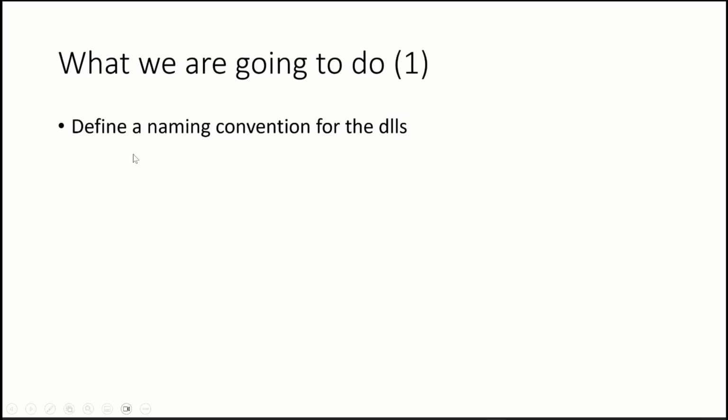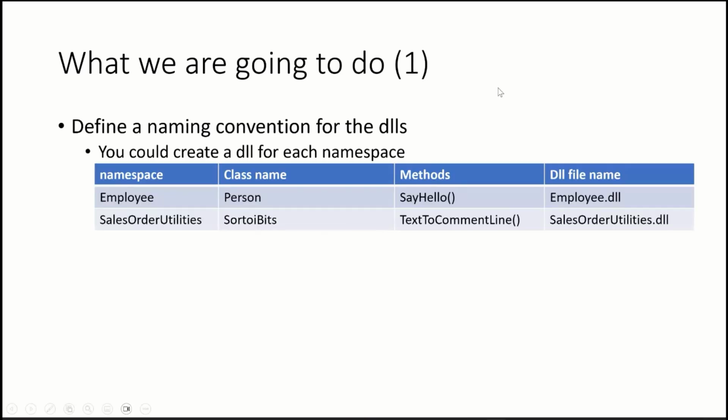So first of all, we need to define a naming convention for the DLLs. You could create a DLL for each namespace, and if you did that, then it might look something like this. You might have an employee namespace with a class of person and the methods and properties in it, and it would create a standalone DLL called employee.dll. You could then create another one called sales order utilities, maybe a class name of sortoi, which is the business object, sortoi bits, and have methods and properties, and it will create another DLL, and so on. And all very, very simple.